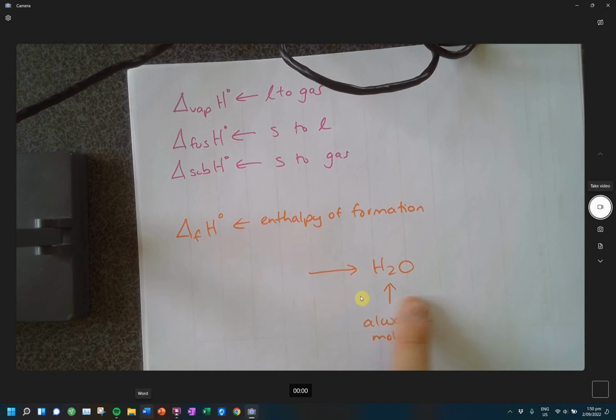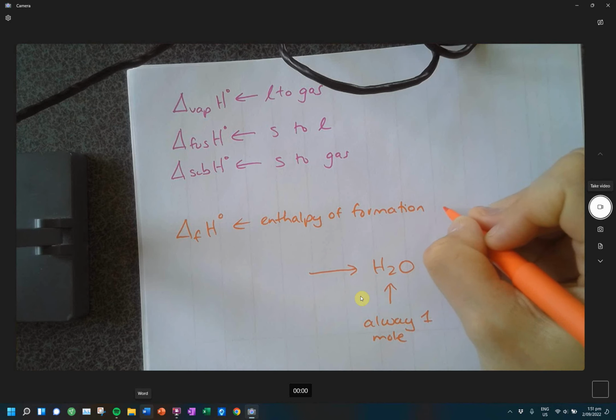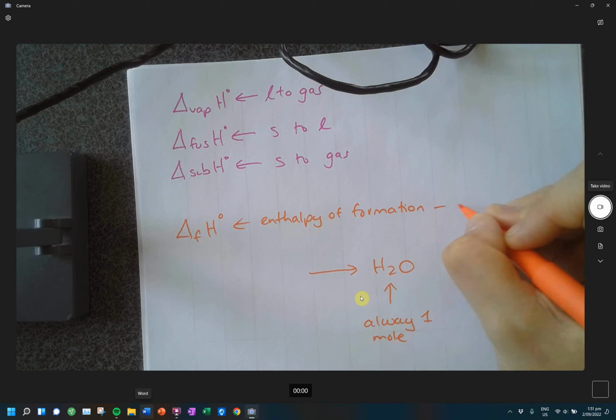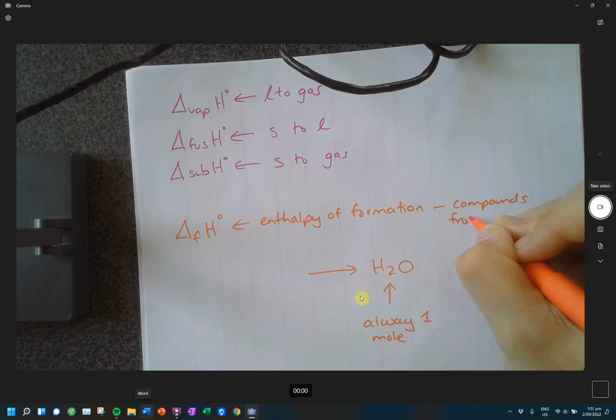All right, so if I only had 1 mole of water being formed, how many hydrogens? Oh, sorry, I should backtrack. When we're talking about enthalpy of formation, we're talking about formation from its elements. So it's compounds from elements.